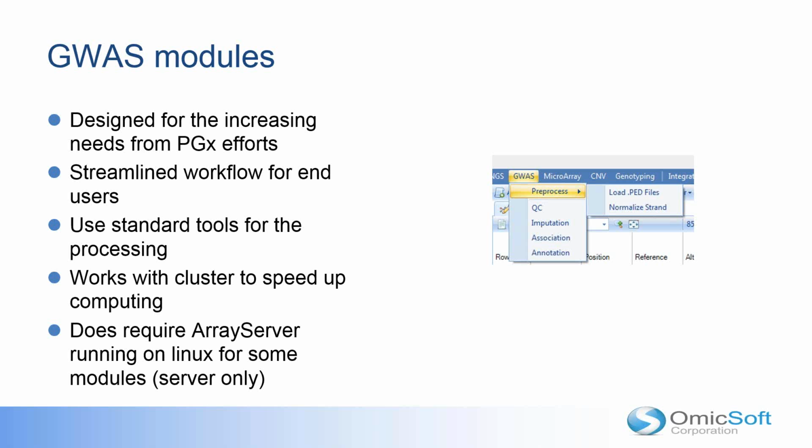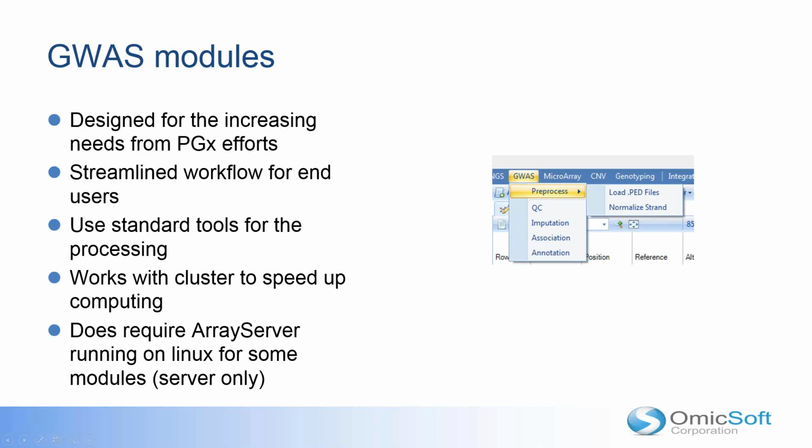One distinguishing feature is that we fully support clusters to speed up the computing. Something like imputation takes a lot of time, and this is the first set of features that requires a server running on Linux, because the tools for imputation take so long that they really require a lot of computing to get it done. As you can see, we have a GWAS menu in RStudio, and starting from preprocessing, we have QC, imputation, association, and annotation, which I will describe briefly for each module.